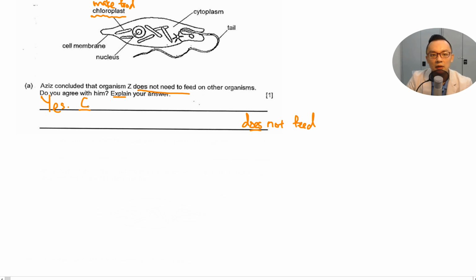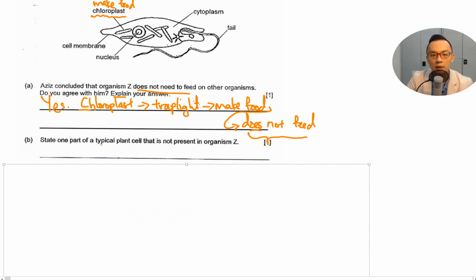Because it has chloroplasts. So what if it has chloroplasts? It can trap light. So what if it can trap light? It can make food for itself, and therefore, it does not need to feed on other organisms. So you need to have this whole logic chain that gives you the final state.